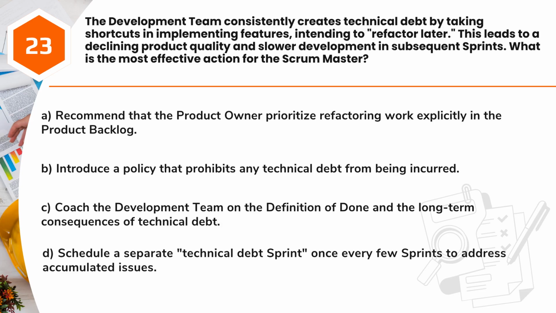A. Recommend that the product owner prioritize refactoring work explicitly in the product backlog. B. Introduce a policy that prohibits any technical debt from being incurred. C. Coach the development team on the definition of done and the long-term consequences of technical debt. D. Schedule a separate technical debt sprint once every few sprints to address accumulated issues.